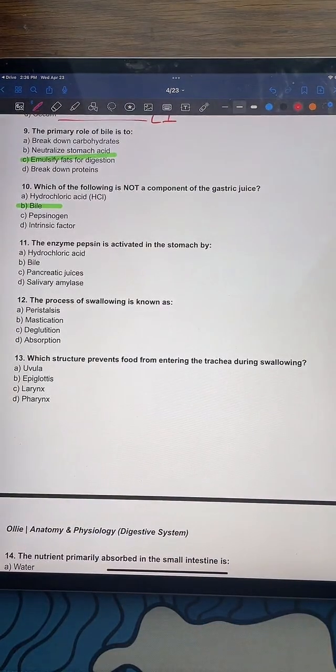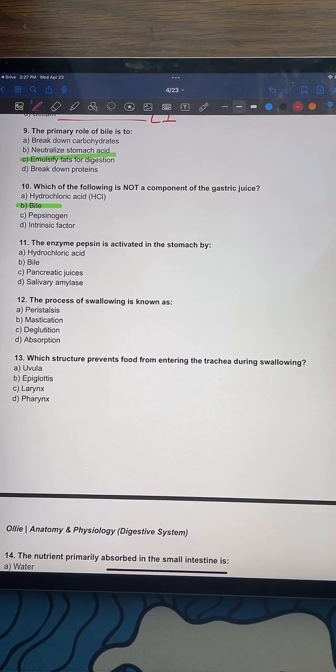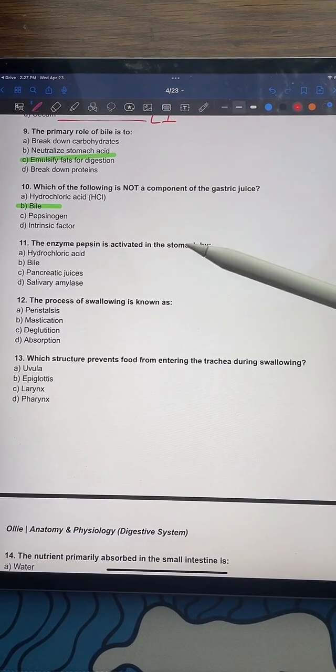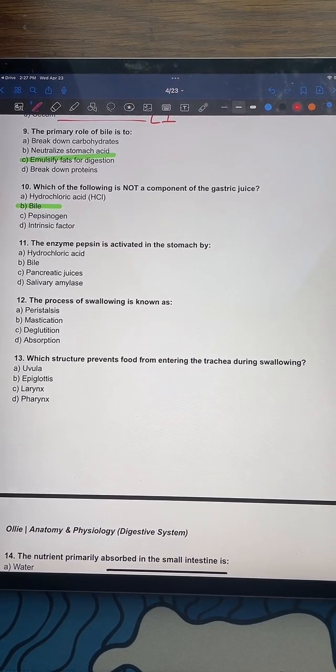So for number 10, which of the following is not a component of gastric juice? Bile is not part of gastric juice. It's produced by the liver and stored in the gallbladder, and it's released into the duodenum, which is the first part of the small intestine. So it plays no role in the acidic environment of the stomach. Hydrochloric acid is secreted by parietal cells in the stomach. Pepsinogen is secreted by chief cells. It's an inactive enzyme, and it's activated by hydrochloric acid to become pepsin, which is going to break down proteins.